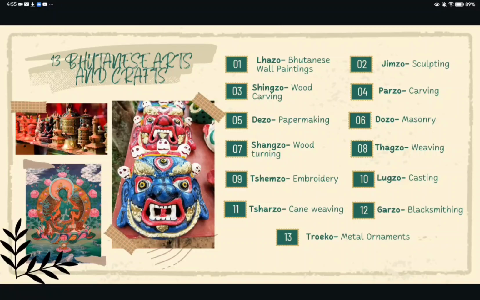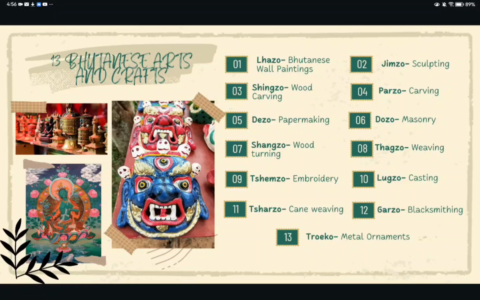Next is Tsemzo, or embroidery, or needlework. It is working with needle and thread to make clothes, boots, or the most intricate of applique tangkas. Next, we have Lugzo, or casting. This is the production of bronze roof crests, statues, bells, and ritual instruments. Lugzo is also known as bronze casting. Next, we have Tarzo, or cane weaving. It is cane and bamboo work, the production of such varied items as bows and arrows, baskets, drink containers, utensils, musical instruments, fences, and mats.